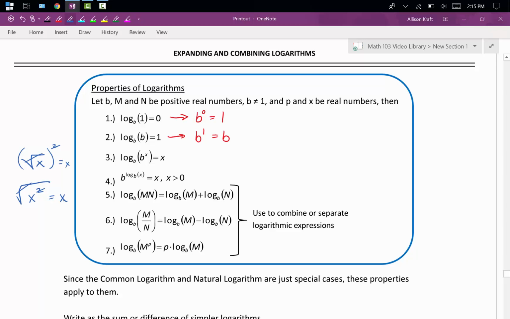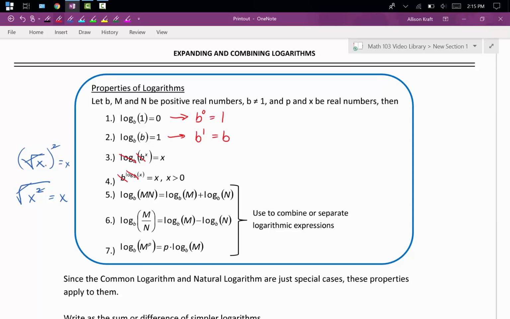Properties 3 and 4 are very similar to that. Log base b and exponential base b are inverses of each other. Therefore, they cancel each other out, leaving us with just x. And just as it didn't matter which was on the inside, the x squared or the square root of x, when you did the inverse operation, they canceled out and left you with just x. Well, that's what we see happening in property 4.